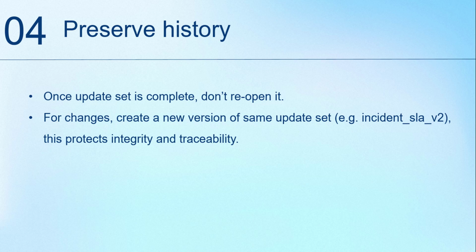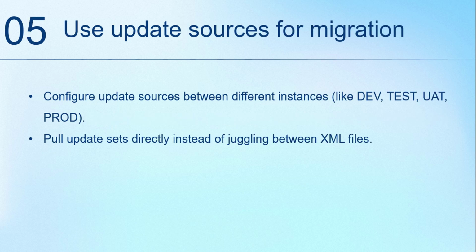Now we are moving to the fifth update set best practice, which is use update source for migration. In interviews, I have seen that most of the time they ask how you move your changes from one instance to another. There might be two possible answers. One is that you simply close the update set, download the XML file, and move it to the higher instance.